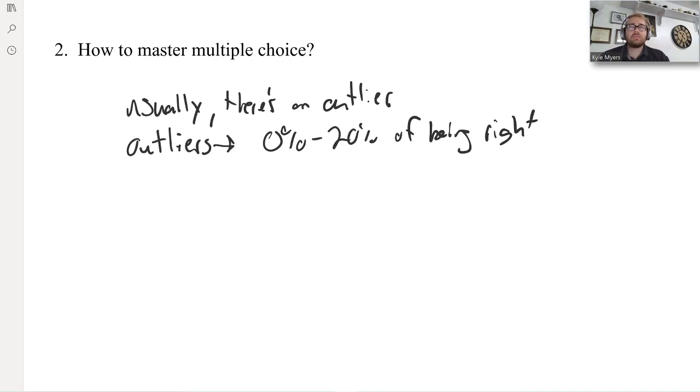Now, if you don't know if there's an outlier or not, then statistically, you have a 1 in 4 chance. You have a 25% chance of guessing the right answer. But if there's an outlier and you're not sure what to do, usually an outlier has less of a percent chance of being right, so you're better off not going for that outlier if you have no idea how to solve the problem. So if you don't know how to solve the problem, don't go for the outlier, go for something else. The outlier is less likely to be right than the other 4 options. It's going to look different than the others.